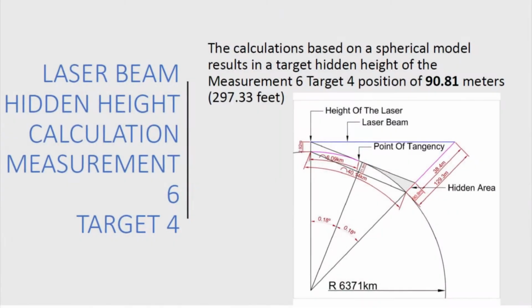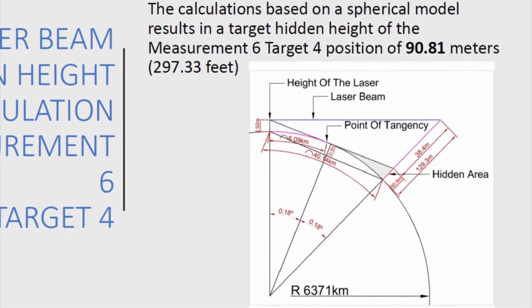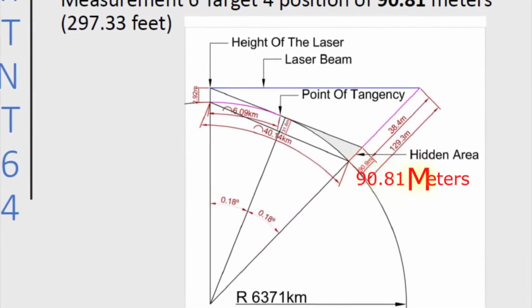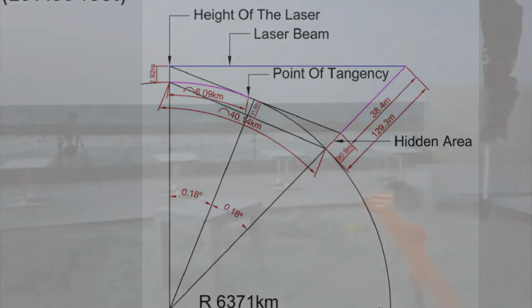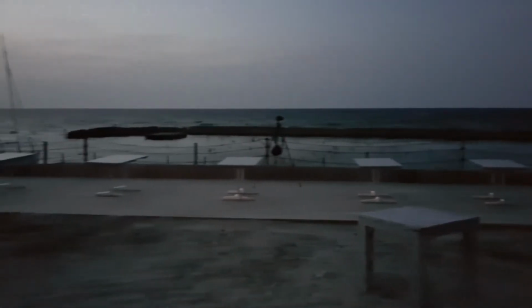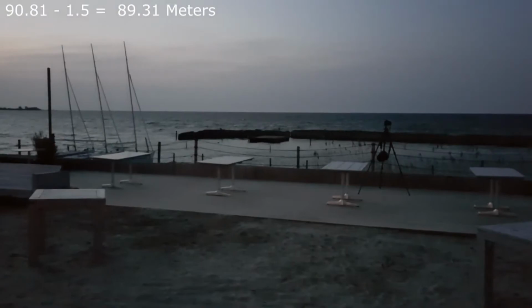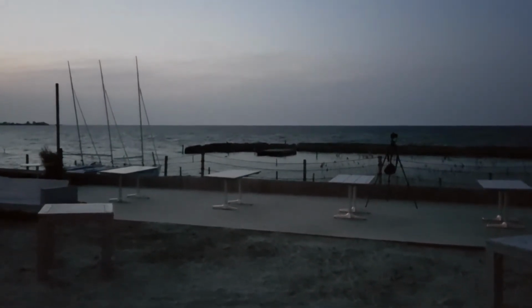The 40.14 kilometer calculations based upon the WGS-84 geoid model resulted in a target hidden height of 90.81 meters, or 297.33 feet, for measurement 6 Lake ISIL target 4 location. The WGS-84 mathematical construct differed by 89.31 meters in this measurement, which meant 98% of the target hidden height was visible.